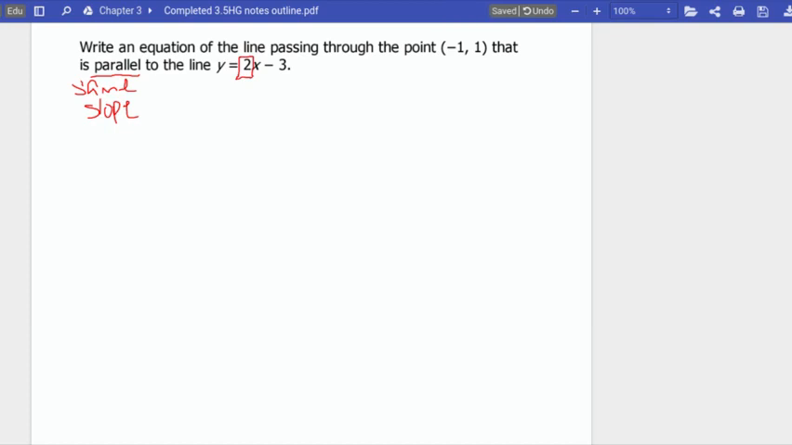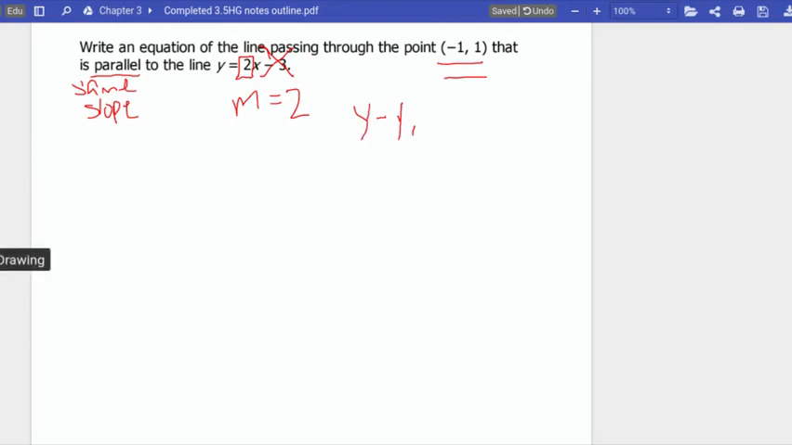Now we do not need to worry about the y-intercept when we're going parallel or perpendicular. It doesn't matter. We just need to worry about slope. So I need to have a slope of 2 that goes through the point -1, 1. So if I have a slope and a point, I need to start in point slope form, and then I can either stay in point slope form or change it to slope intercept form. So remember, point slope form that we just said is y minus y1.